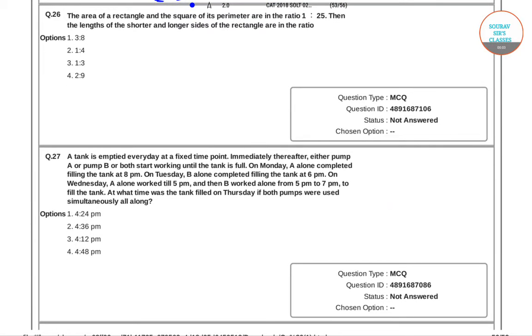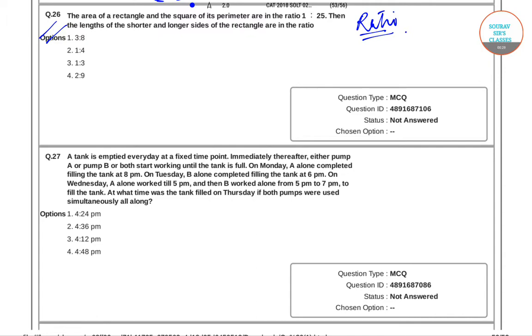Hello students, today in this session we'll be solving a question from the CAT 2018 slot 2 question paper. We are solving questions from the quantitative aptitude portion of the paper, and this question is on the same topic. As you can see, this question is also on the topic of ratio and proportion. Very simple topic, and the question seems simple as well. So let's get into the question.